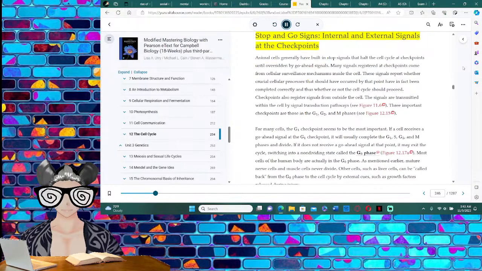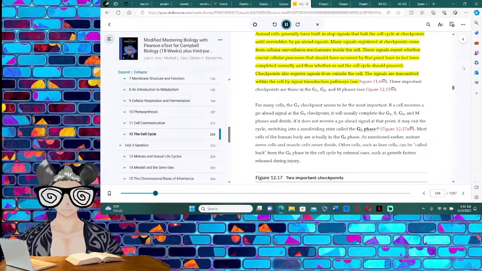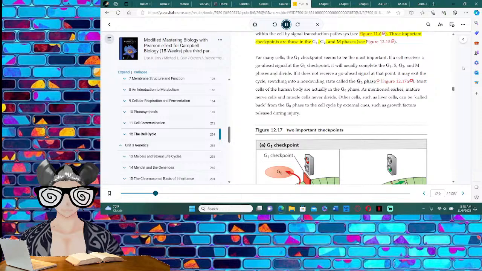Stop and go signs: internal and external signals at the checkpoints. Animal cells generally have built-in stop signals that halt the cell cycle at checkpoints until overridden by go-ahead signals. Many signals registered at checkpoints come from cellular surveillance mechanisms inside the cell. These signals report whether crucial cellular processes that should have occurred by that point have in fact been completed correctly, and thus whether or not the cell cycle should proceed. Checkpoints also register signals from outside the cell. The signals are transmitted within the cell by signal transduction pathways (see Figure 11.6).